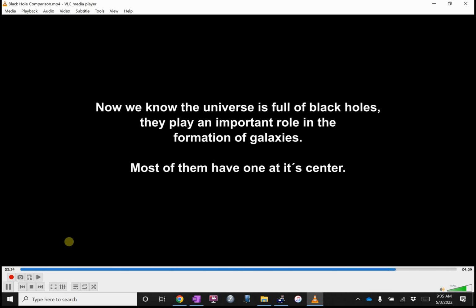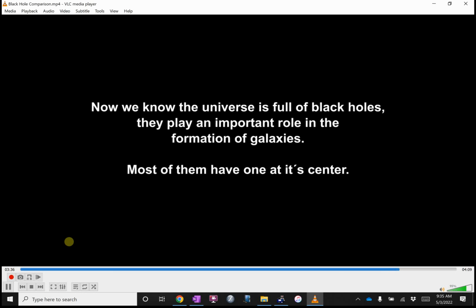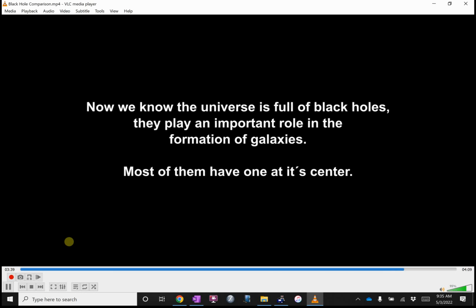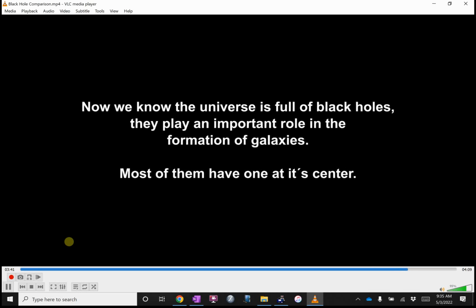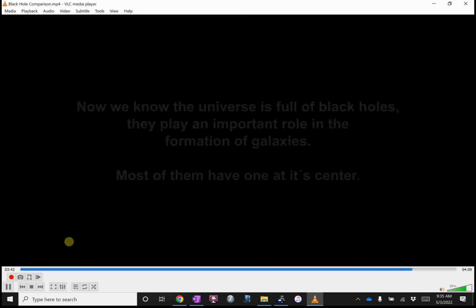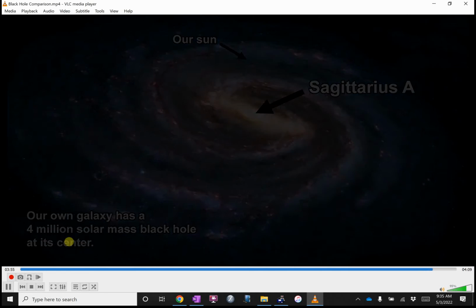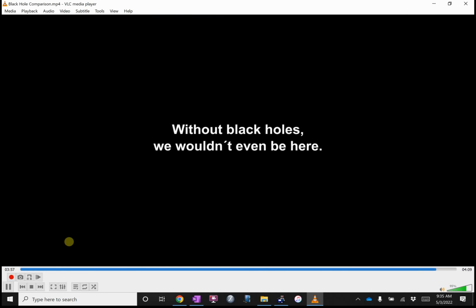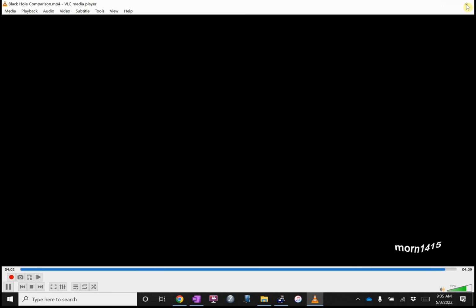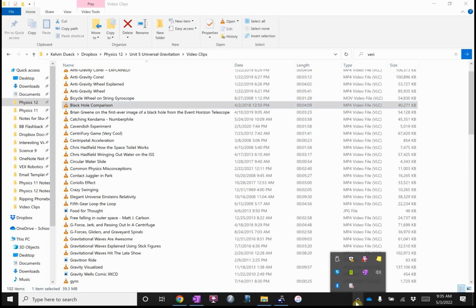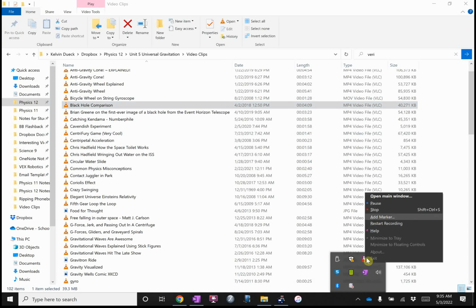Most galaxies have a black hole at their center. That's what most galaxies are spiraling around. Our own galaxy has a black hole about 4 million suns worth. This is called Sagittarius A star, or Sagittarius A. Black holes are pretty cool. I'm going to pause there because you have a take-home quiz to do.